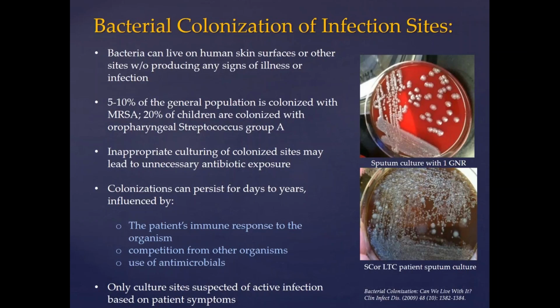If you look at the right side of the slide, you'll see 2 sputum cultures. The top one has 1 gram-negative rod. It's from an acute care patient. And the bottom one is from one of our actual long-term care patient sputums. You can see the entire plate is just covered with organisms, many different types, Proteus swarming across. And it makes it very difficult for the lab to do dilutions for sensitivities on a culture that looks like this.